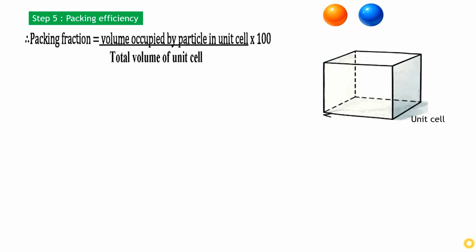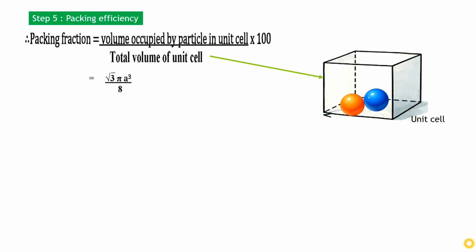Step 5. Packing efficiency. Packing fraction is equal to volume occupied by particles in the unit cell divided by total volume of unit cell multiplied by 100. Square root of 3 multiplied by pi divided by 8, divided by a cube, multiplied by 100. Here a cube above and a cube below get cancelled. Then square root of 3 pi by 8 multiplied by 100.